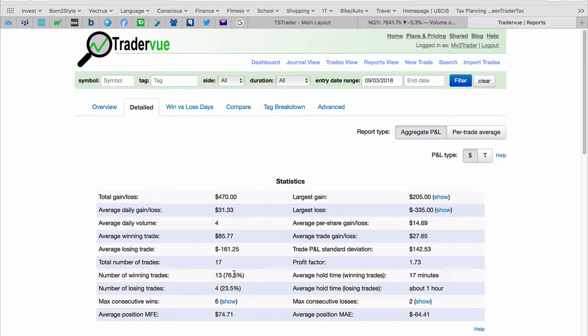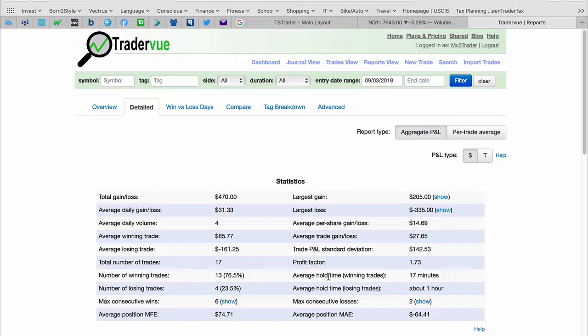So another thing that's interesting here, my accuracy was up a lot. 76% winning trades and 23% losing trades. So I mean that was pretty good. Let's see, before I go and show you that.